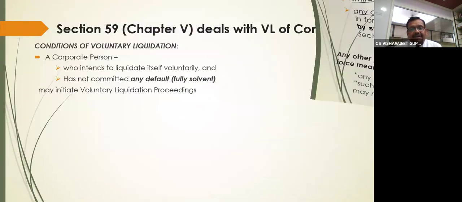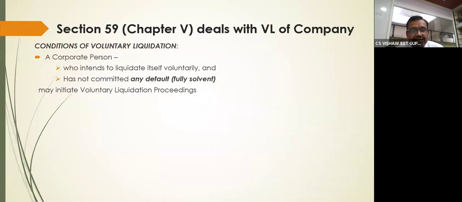Section 59, chapter 5 deals with the voluntary liquidation of the company. Conditions for voluntary liquidation are, number one, a corporate person who intends to liquidate itself voluntarily. This section 59 says that a corporate person, meaning company, limited liability partnership, and any other person which we have discussed under section 3, subsection 7, who intends to liquidate itself voluntarily and has not committed any default, may initiate voluntary liquidation proceedings. The definition of default is given under the IBC, which I will discuss now.